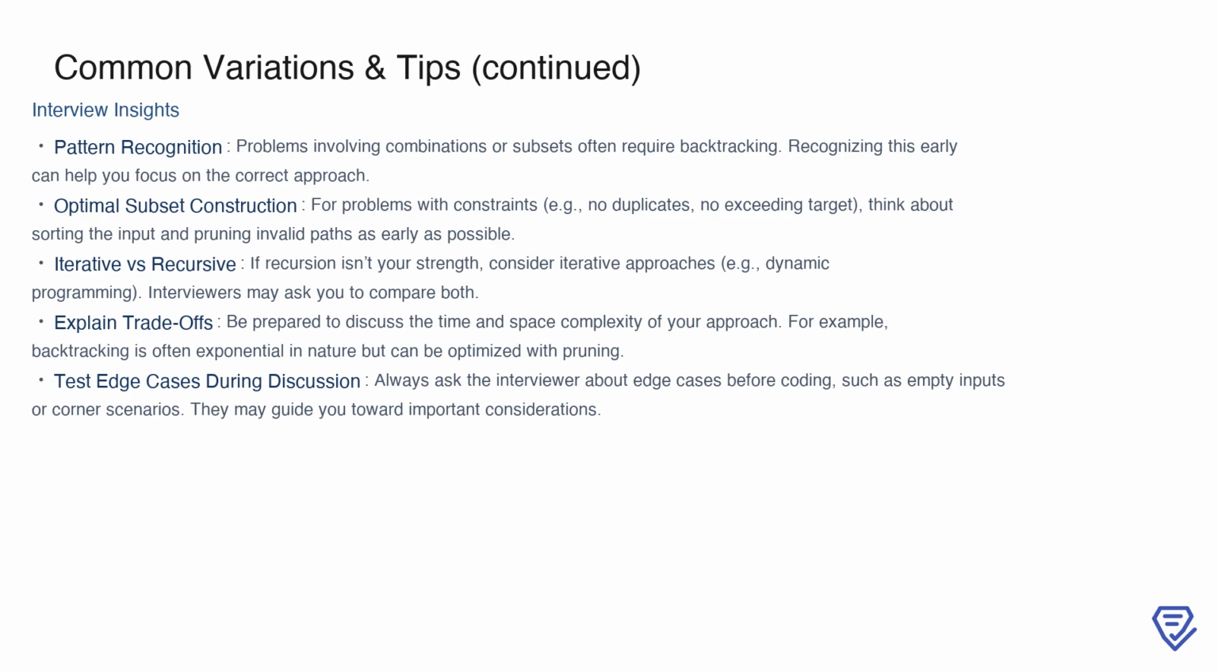For those who find recursion challenging, iterative approaches like dynamic programming can be an alternative, though they may require a different mindset. Interviewers often appreciate when you can compare the trade-offs between iterative and recursive methods, so be prepared to discuss time and space complexity. For example, backtracking can be exponential but can be optimized with pruning. Lastly, it's important to test edge cases during the discussion. Ask about scenarios like empty inputs or other corner cases, as this shows a comprehensive approach to problem solving and prevents unnecessary surprises during implementation.